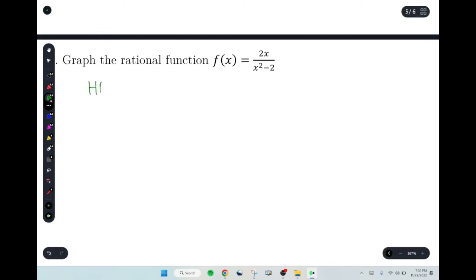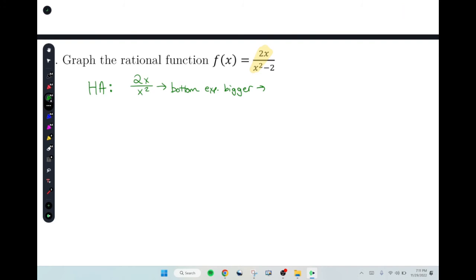The horizontal asymptote we achieve by looking at the first 2 terms. We go 2x over x squared, and the bottom exponent is bigger, which means the asymptote is y equals 0. Vertical asymptote. Oh, I shouldn't pick that. Anybody else can pick. Okay, what's the second thing we can do? There's 5 total things.